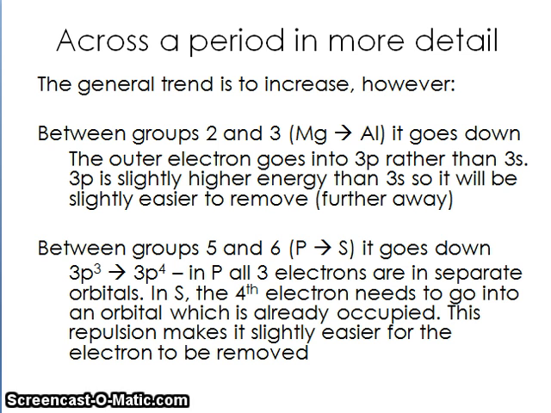When you go to sulfur, you're adding a fourth electron, and because there's only 3p orbitals, that fourth electron has to go into an orbital which is already occupied, which means you're going to get some electron-electron repulsion because you've got two negative species in the same space. They're going to repel each other, and that repulsion makes it slightly easier to remove that outer electron, which means the ionisation energy is slightly lower than you would expect.